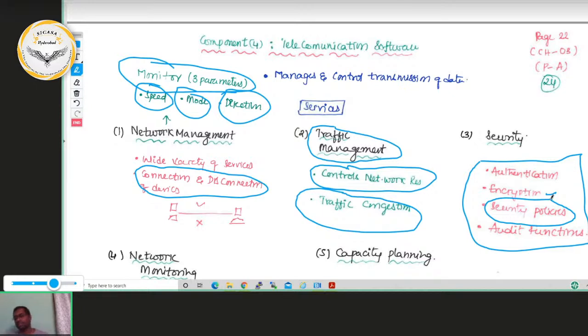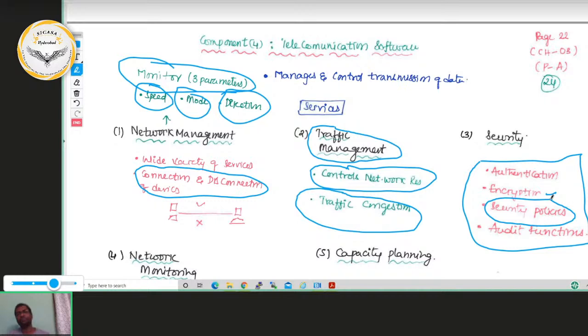And the last one is called audit functions. What do you mean by audit functions? It is nothing but what is the usage of resources? Who used which resource, etc. All these particular things will be tracked using an audit trail. We'll study in chapter 4 that we have a concept called audit trail. Using audit trail, we can monitor or track what exactly the users are doing with the resources.